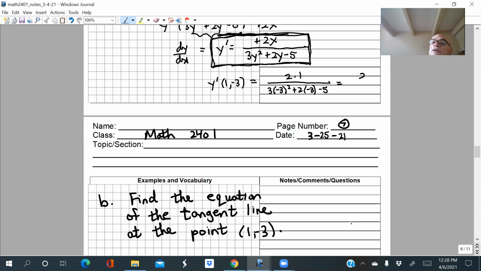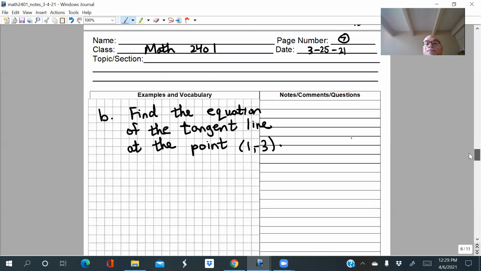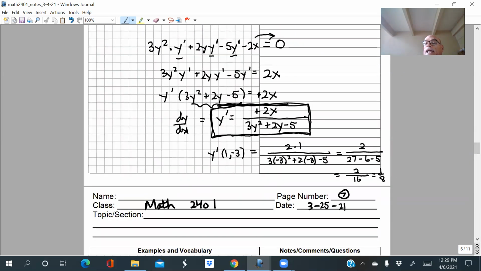Let's see, what does that end up looking like? That's 2 over 3 times minus 3 squared. I think that's 27 minus 6, 2 times minus 3, minus 5. So it looks like it comes out to be 2 over, what is that, 16, which is 1/8. So see, that is a positive number, not a very big positive number, right? So we do have just a little tiny positive slope there, right at this point, 1, minus 3, just like we expected it would be. And let's see, so the slope is 1/8.